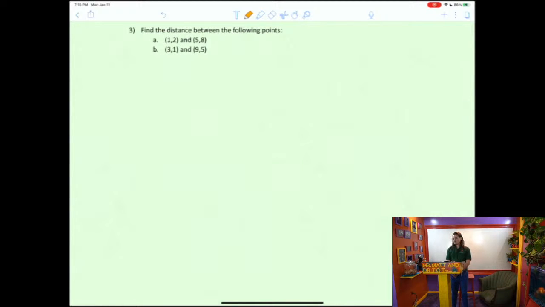Question 3 involves the distance formula. I'd like you to calculate the distance between these two pairs of points. I'll give you 3 minutes. After 1 minute, I'll start to solve, and I'll write the actual formula here for your reference.